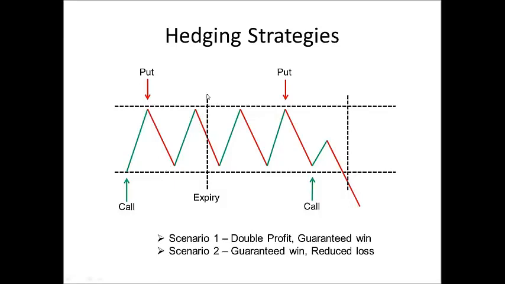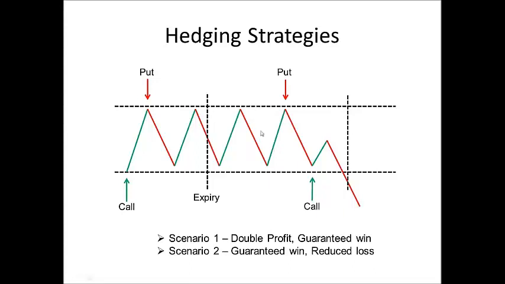So if our binary options expired here, price is lower than where we opened our put, and price is higher from where we opened our call. So in scenario 1, we have the potential of gaining double profit, and also there's a guaranteed win. One of these positions is going to win.